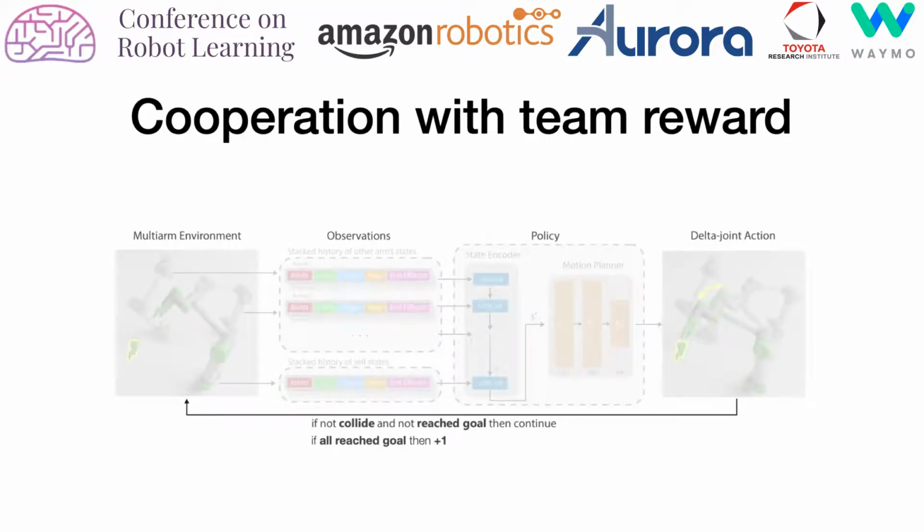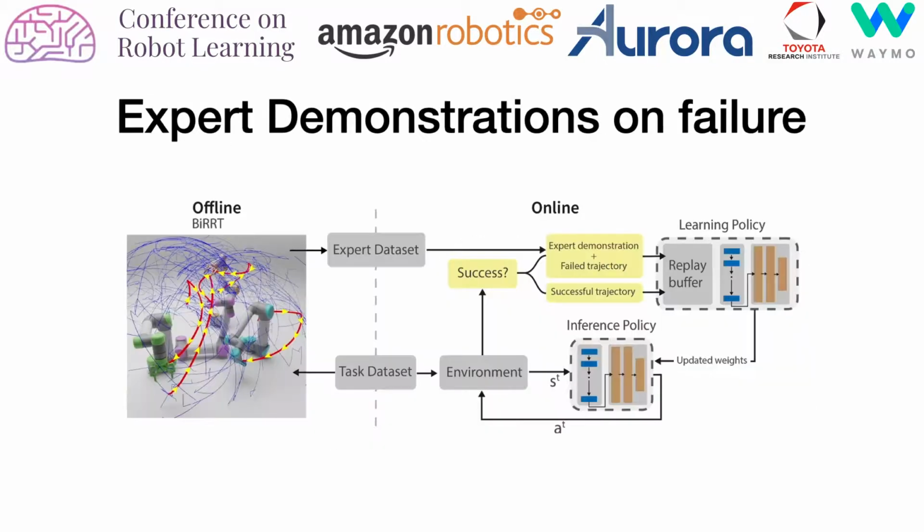We incentivize arms to cooperate with a team reward, where each arm is rewarded only when all arms in the system reach their targets. However, this makes the reward sparse. To address this sparse reward problem, we guide the policy's learning with expert demonstrations from bidirectional RRT computed offline for the task dataset. Then, during training, if the policy fails on a specific task, the corresponding expert demonstration is supplied along with its failed trajectory. Otherwise, the policy will only see its successful trajectory, which allows the policy to improve through self-exploration beyond the expert.